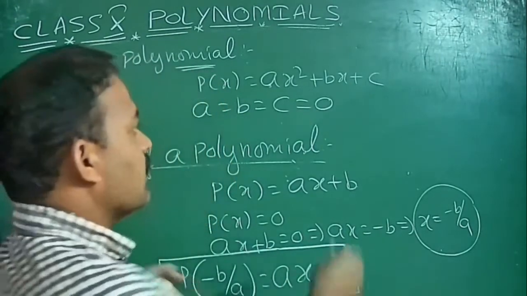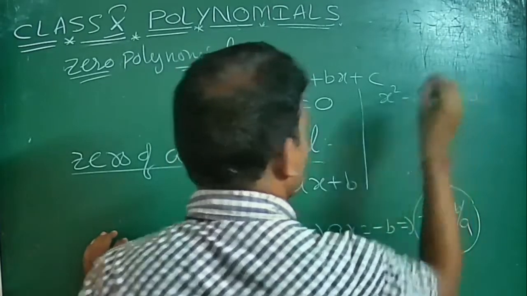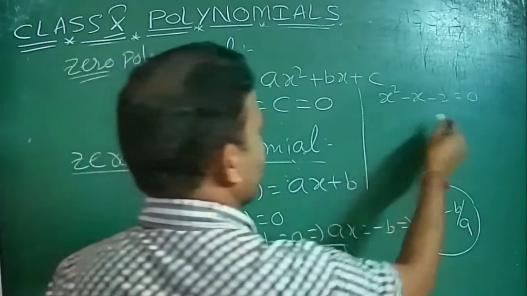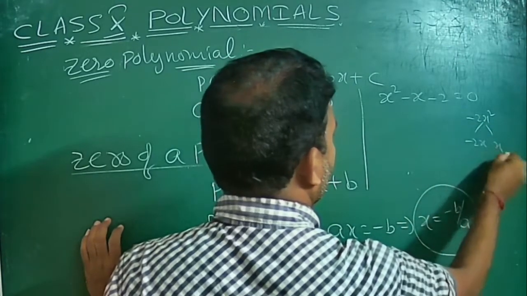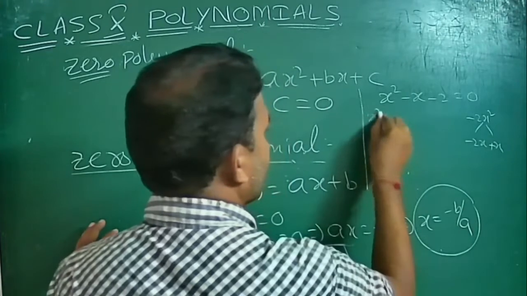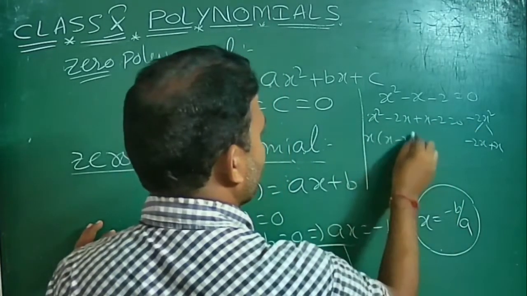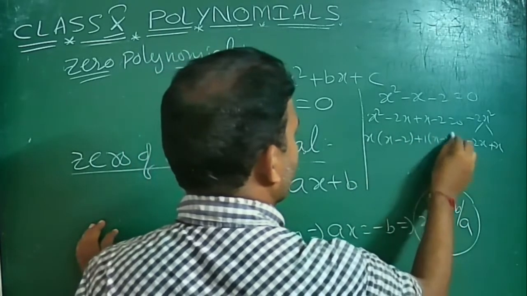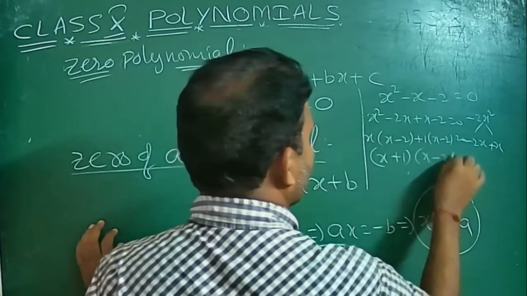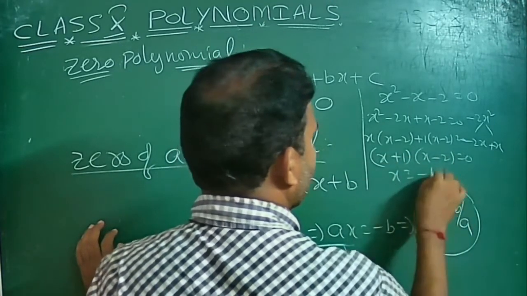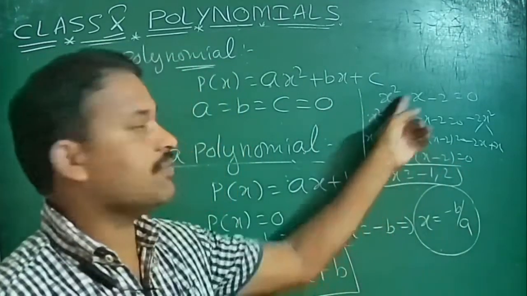Suppose one more example, x square minus x minus 2 equals 0. What are the factors here? Minus 2x square factors are, so substitute minus 2x plus x minus 2 equal to 0, x minus 2 plus 1 is common, (x + 1)(x - 2) = 0, so here x = -1, 2. So these are called the zeros of the given polynomial.